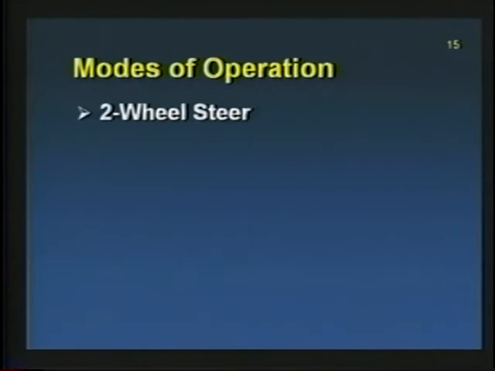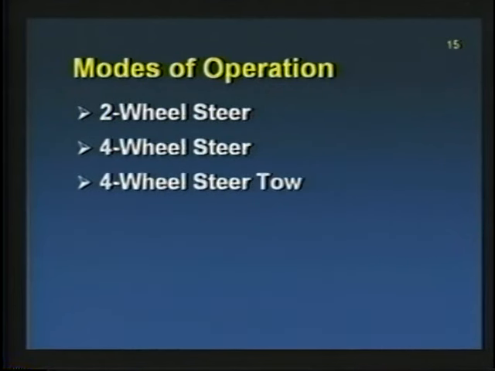First off, 2-wheel steer. Conventional front steering, like we've been dealing with for years. Next up is 4-wheel steer. Conventional front steering, where we added in rear wheel steer. And then finally, we have 4-wheel steer tow. Conventional front steering with rear wheel steering that's been optimized for towing. We'll be talking more about that as we move along.